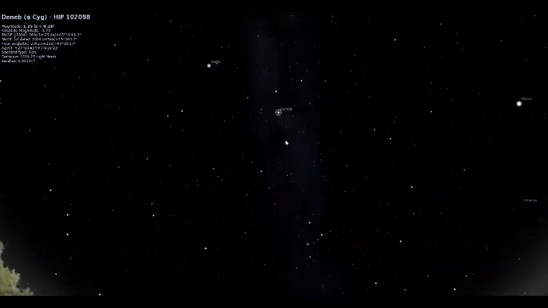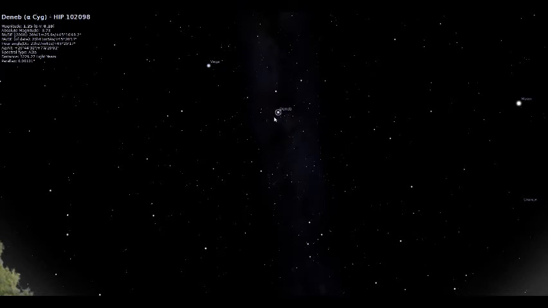Its distance, you're going to get different numbers for it. Stellarium here is listing it at about 3,000 light years away. You'll see numbers ranging from about 1,500 light years to 3,000 light years. That's relatively unimportant. What is important to understand is that the light that we receive tonight from Deneb did not leave Deneb tonight. It actually left anywhere from 1,500 to 3,000 years ago.